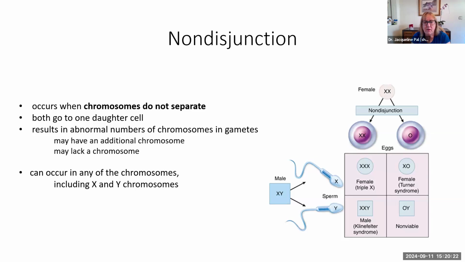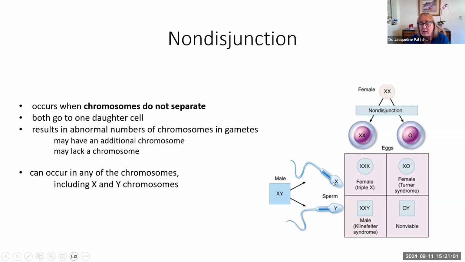It can happen to any of the 23 pairs of chromosomes, including the X and the Y chromosomes. So here's an example showing what happens with the X and the Y chromosomes. This is showing a normal male where an X is in one sperm and the Y goes to the other sperm. But if non-disjunction happened with the female, where both X chromosomes went to one ovum and no X chromosome went to the other one, then at fertilization, you have a choice of 4 things.